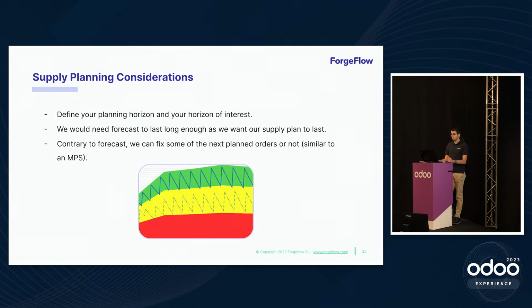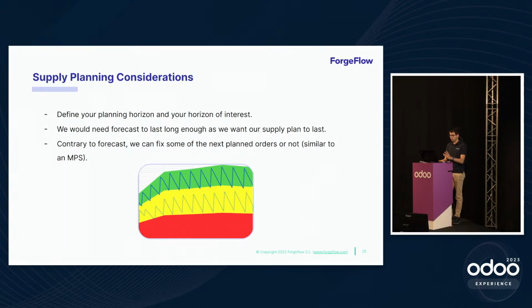Some extra supply planning considerations: we need to be careful when defining the horizon of interest, because if we want to have a plan, let's say 6 months into the future, we will need at least a demand plan of 6 months into the future, and actually more, to be able to forecast the last periods.